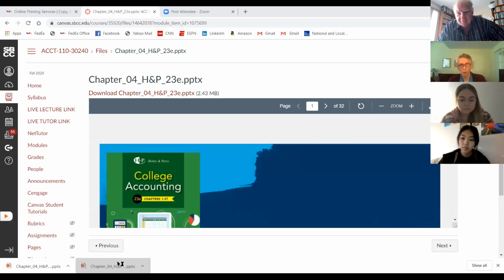The chart of accounts, we've talked a little bit about this. This is the listing of all of the accounts in your general ledger.